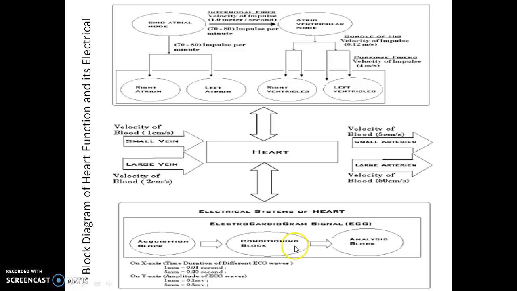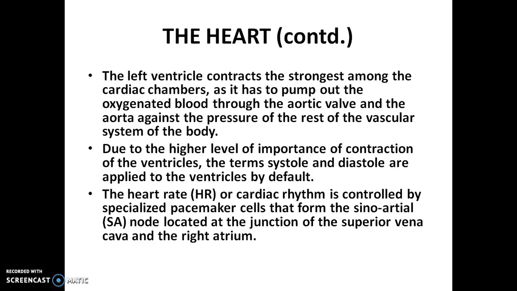Then if you want to process the ECG signal in a computer, we have to convert the analog ECG signal into digital. That is done by the A to D converter, the analog to digital converter. Then the analyzing block is the computer, where we can process the signal and analyze each and every component of the ECG signal. We can analyze the voltage and the frequency, and say whether there is any abnormality in this signal or in the working of the heart.